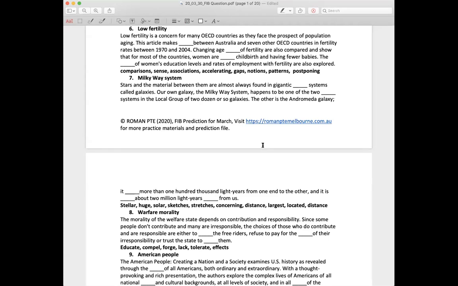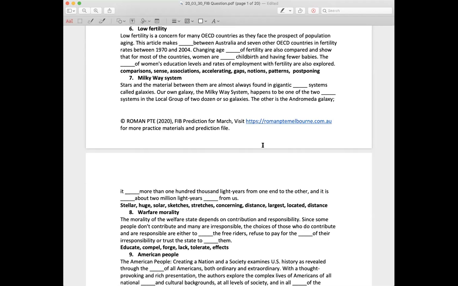Now, if you're thinking, why not huge? Because huge is considered an informal word. And as much as possible, we always go for the formal options. If I'm given an option between large and huge, I'll go for large. Just remember that for the exam.